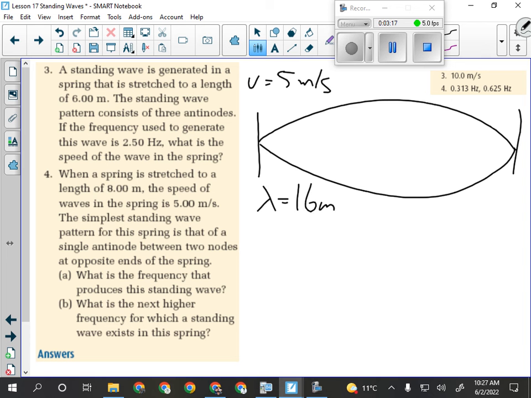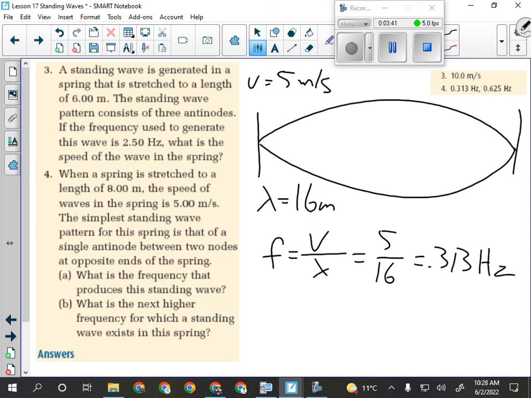I know the speed is 5 meters per second, so I can calculate the frequency. In this case, which frequency? What do we call the first frequency it will produce? The fundamental frequency. So f is going to equal v over lambda. That's going to be 5 divided by 16, which should give me 0.313 hertz.